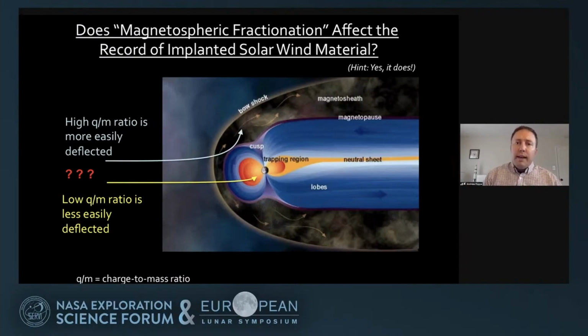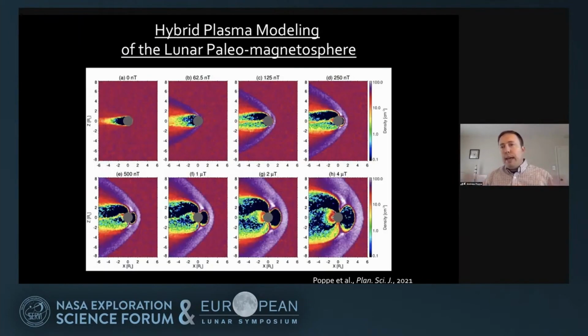So to quantify that, we first ran a whole bunch of base simulations for the lunar paleomagnetosphere, first looking at the different strengths of the dynamo and therefore the different strength of the surface magnetic field. So shown here are 8 simulations. The first one on the left is for no paleomagnetic field. This is basically akin to the current day state of the moon. You see there's no structure upstream of the moon, and we see a nice wake in the density behind the moon. That's essentially what's seen today.